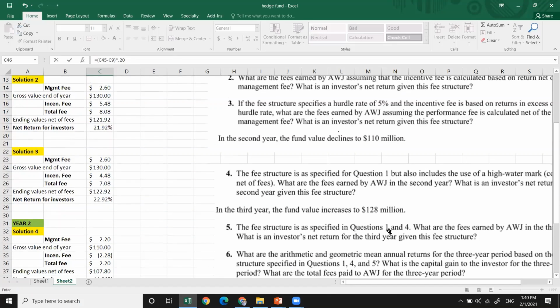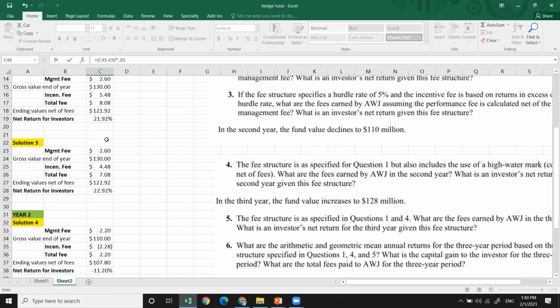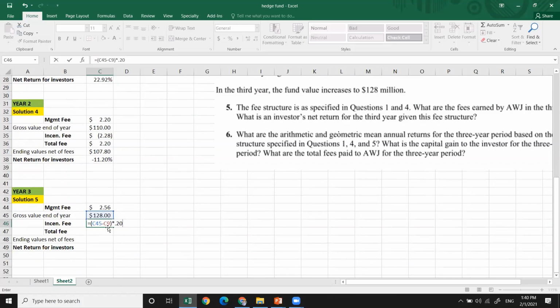But the question specifically tells you to refer to questions 1 and 4. So we select the high watermark value, 20%, and we get 132 million of incentive fee. And my total fee is this plus this, and then the ending year value.